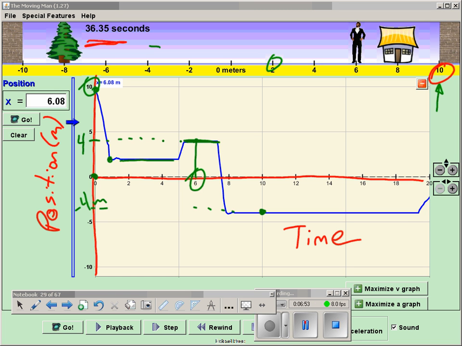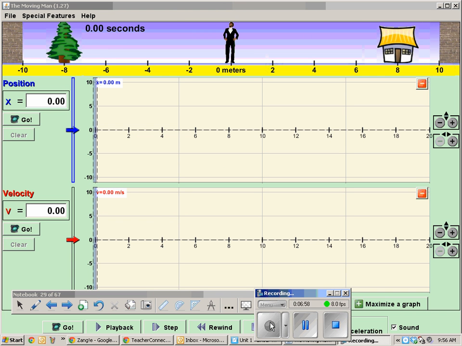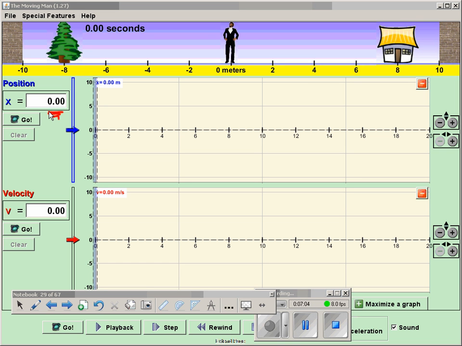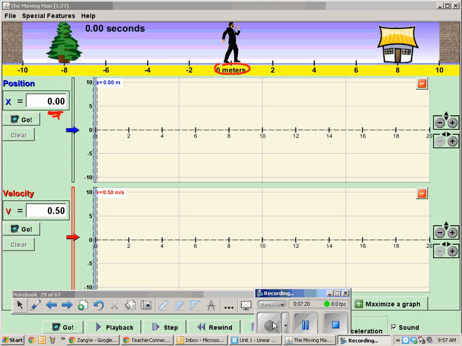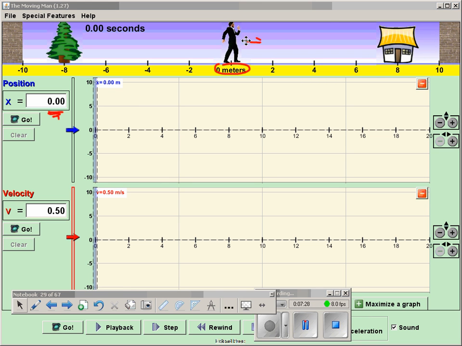So what I'm going to do now, let me pause this again, and clean up the screen a little bit. I've done 2 things here. One, I reset our guy's starting position back to 0. You can see he's standing here at 0. Secondly, I opened up this other graph. The second graph tells us his velocity at a certain time. So I'm going to type in a velocity of, let's say, 0.5 meters per second. Notice it's positive, and he's now facing in a positive direction. So he's going to walk this way at a rate of 0.5 meters per second.